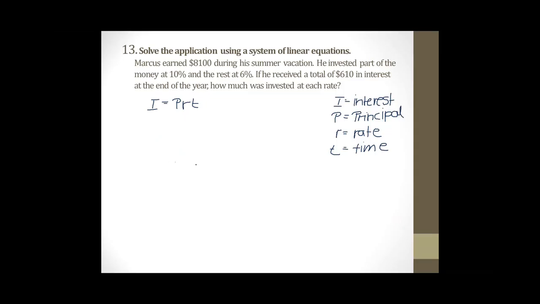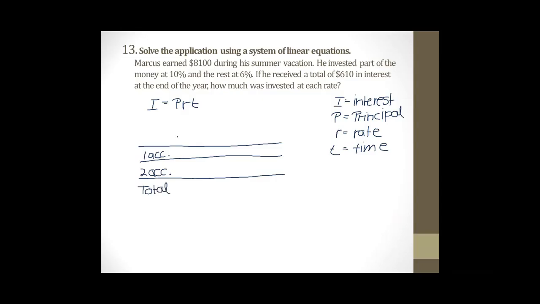And usually for this type of problem, I like to set up a little table. I'm going to have two different accounts, right? One that is at 10% and the other one at 6%. So this is my first account, and my second account. And then in the bottom would be my total. Okay, and then I can use this, so P, R, and T, which is equal to I.